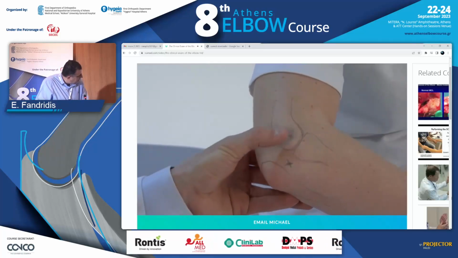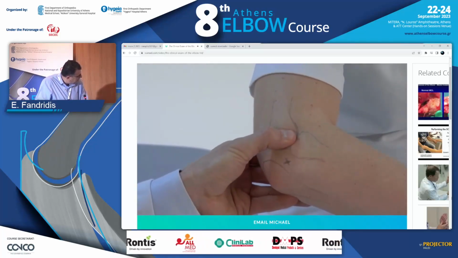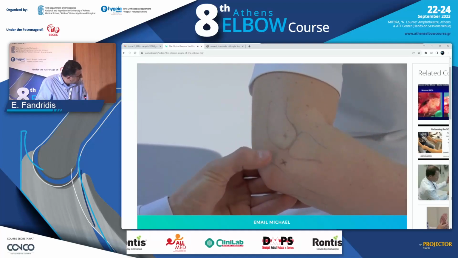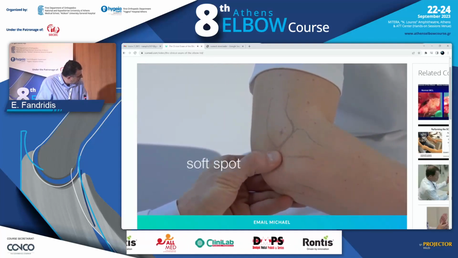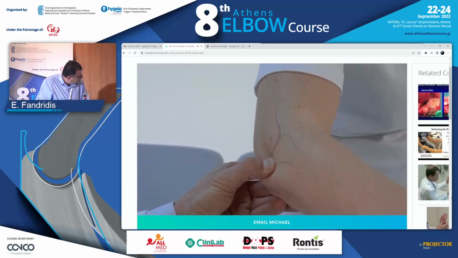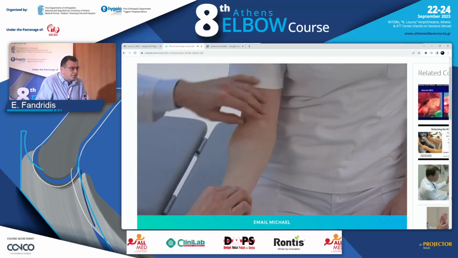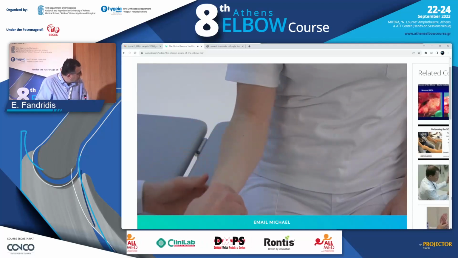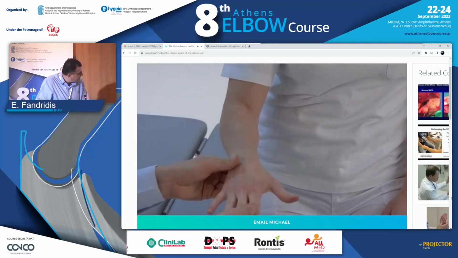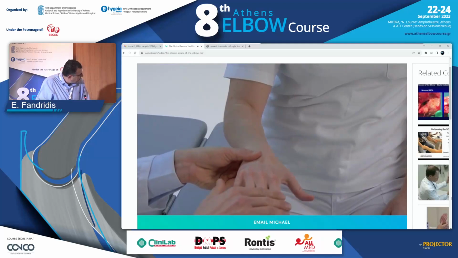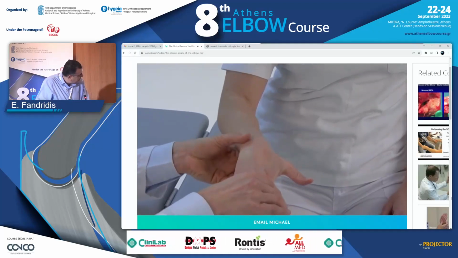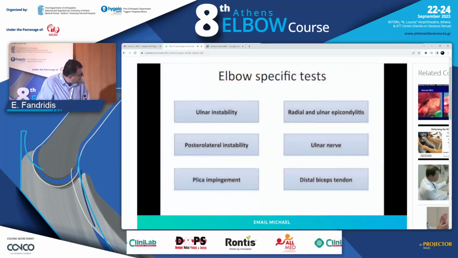And this is the lateral part, epicondyle, and humerus condyle, olecranon, and radial head. And this is the soft spot when you have some effusion or edema there. So it's nice to see, and very crucial, the lateral side. And of course, you have to check the hand. We know about the nerves.